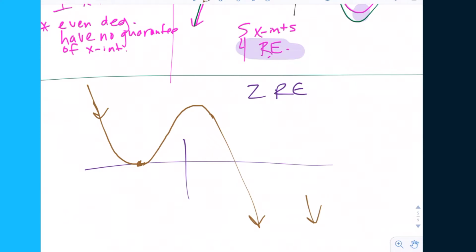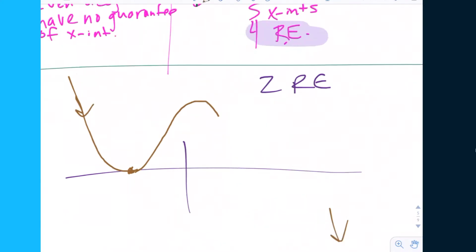No, that's going to look a whole lot like a what? It would have 2 local max and mins, or a local min and a local max. So that looks like a cubic. That's going to end up looking like a cubic. So how can you distinguish a cubic from a fifth degree polynomial with only 2 relative extrema? Good question. I will show you.